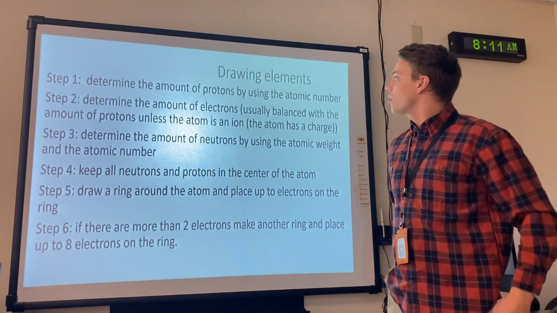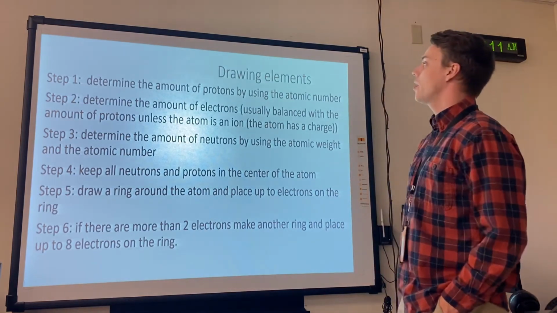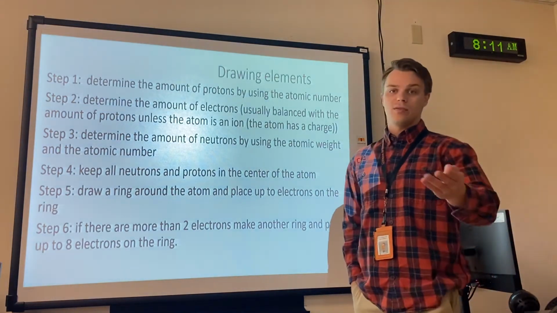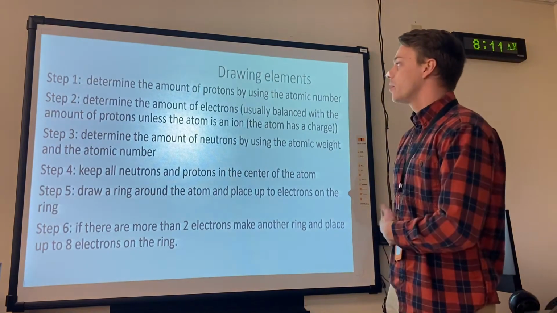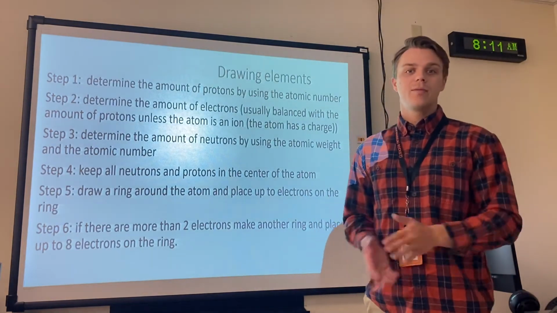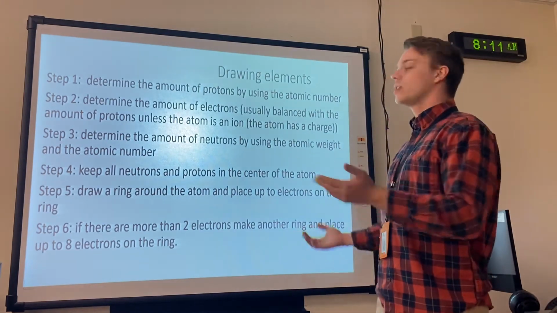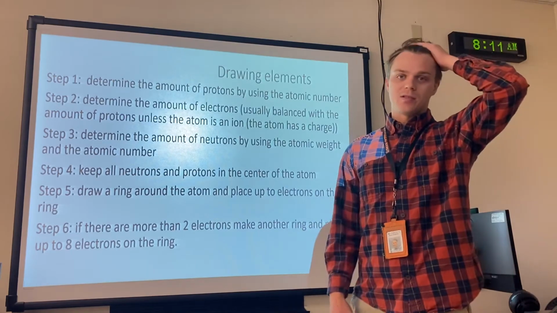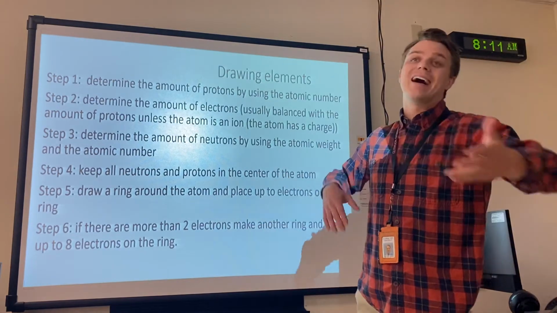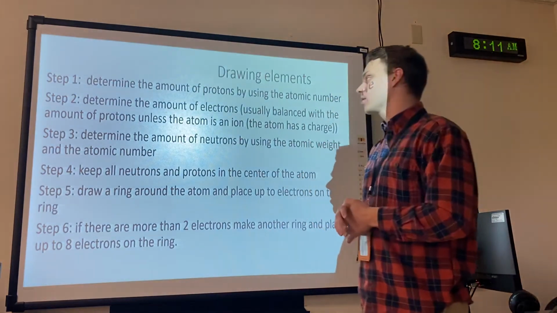So here's how we draw the elements. First, we go to the periodic table, and we determine the amount of protons using the atomic number, like we've done. After that, we determine the amount of electrons. So in our case, not always in reality, but in our case, the protons will balance the electrons. And that's normally what happens in the real world. But there's other things called ions, which there's not a balance. So keep that in mind.